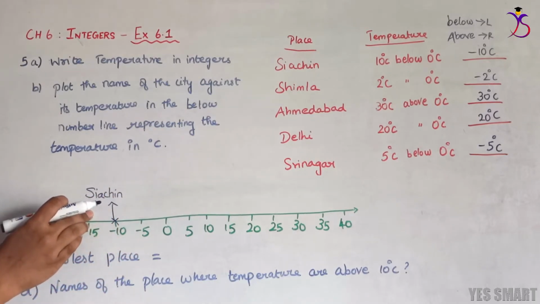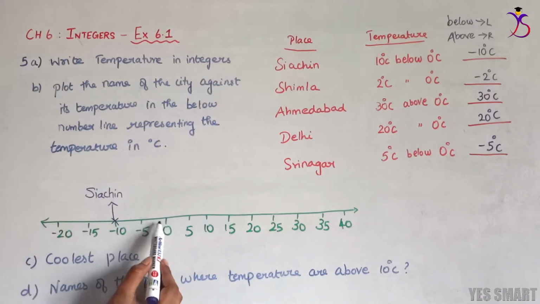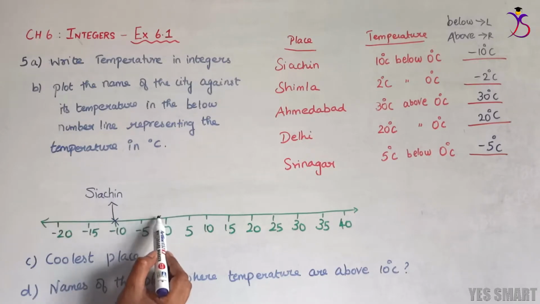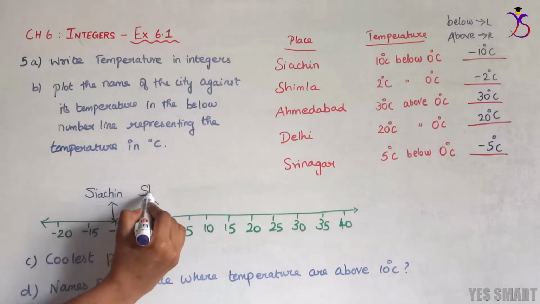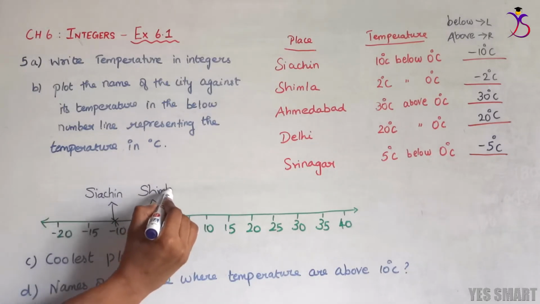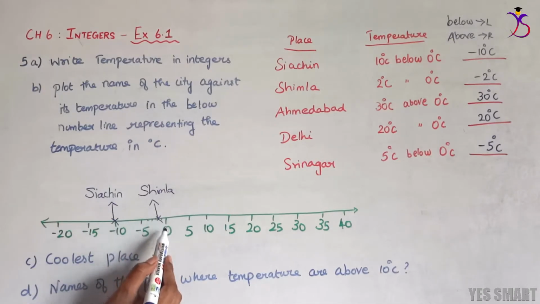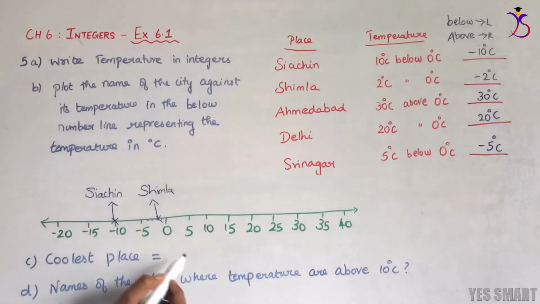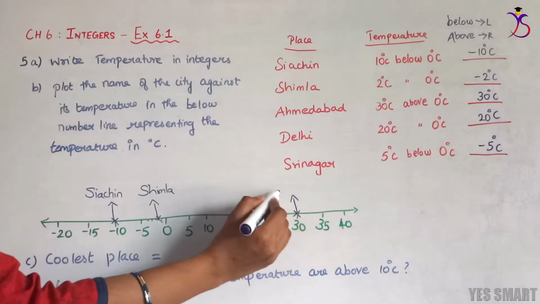Next, Shimla. Shimla is minus 2 degrees Celsius, which lies between 0 and minus 5. Therefore, I am marking it here and naming it as Shimla. Between 0 and minus 5, we have minus 1, minus 2, minus 3, minus 4. So, I have marked Shimla at minus 2. Now, moving on to Ahmedabad, which is 30 degrees Celsius. Therefore, I am marking at 30 and writing it as Ahmedabad.